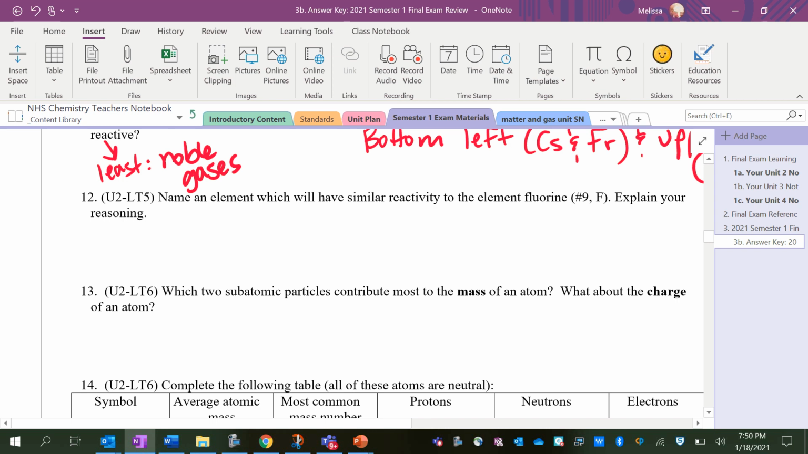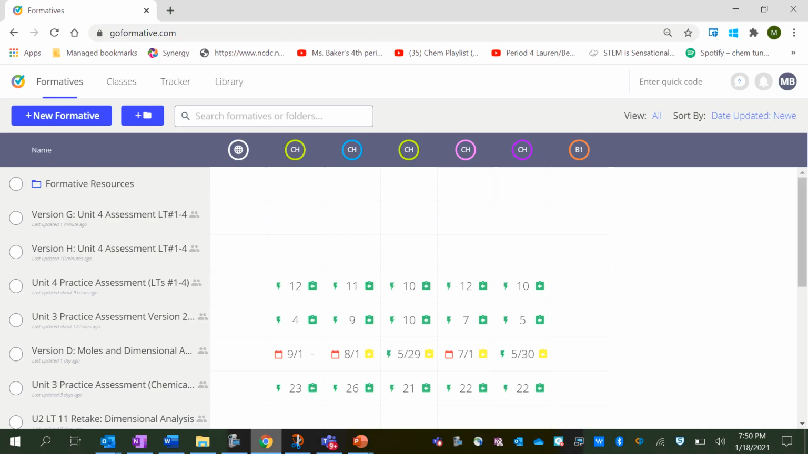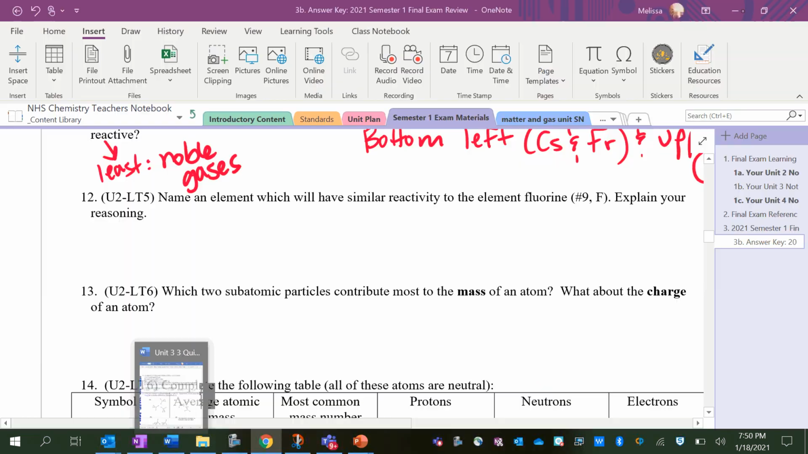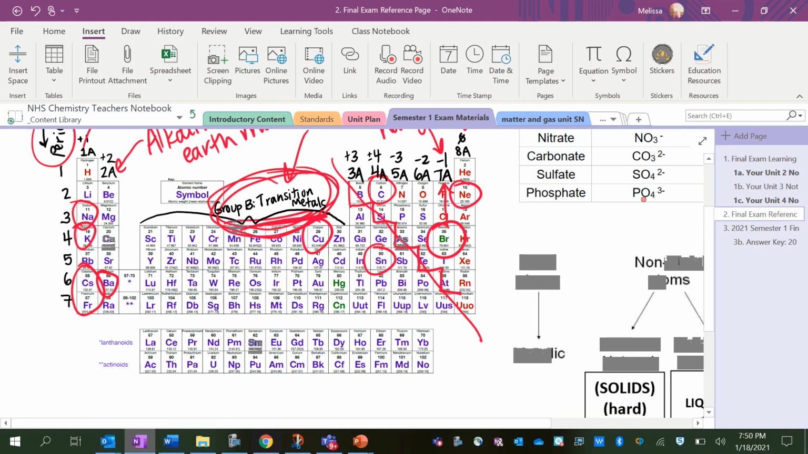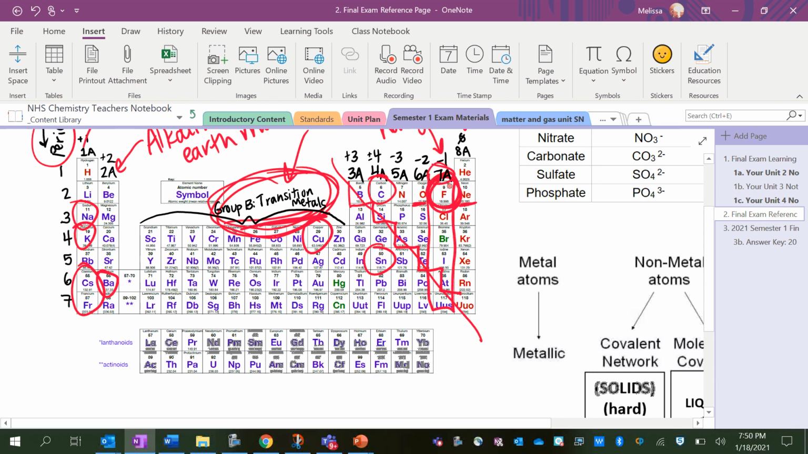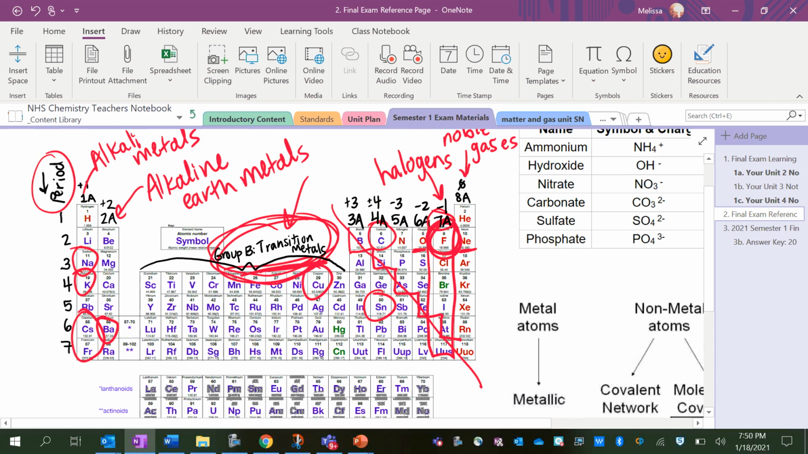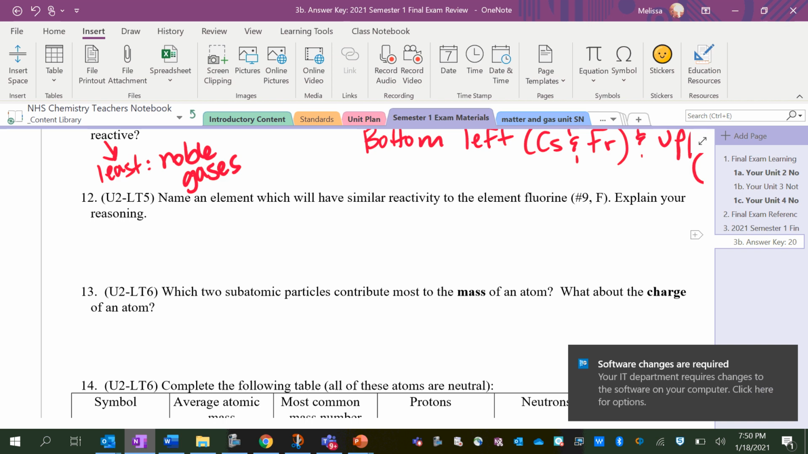What's an element that would have a similar reactivity to fluorine? And explain. So, let's go back here. So fluorine is number 9. And you might think, oh, oxygen or neon, because they're right next to it, but it's actually group 7A that it shares characteristics or properties with, because they all have 7 valence electrons since they're in group 7A. So an element that would be similar would be chlorine.